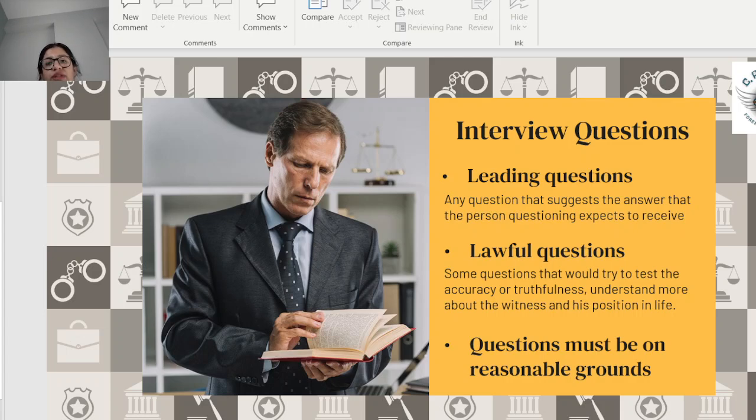Now, coming to our last point of the presentation, which is the interview questions. For example, you have a witness before you. What are the questions that you're going to ask him? You know the tips, but what are the questions that you have to ask him? First we'll talk about leading questions.